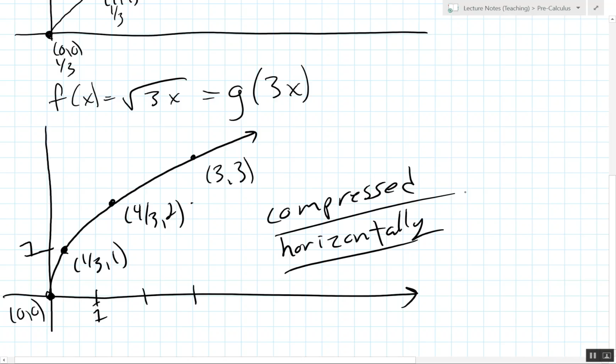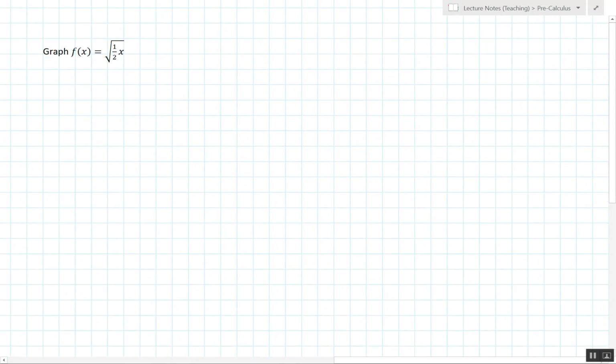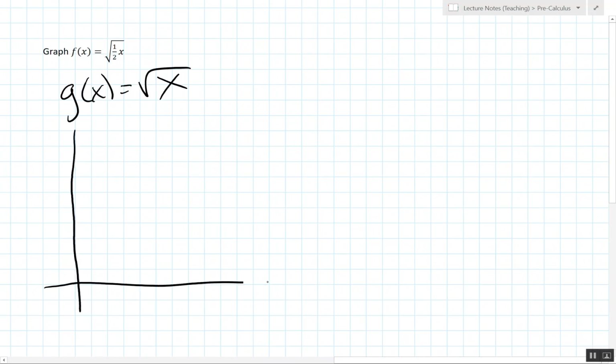Alright, very good. So let's look at our other example. We're going to graph the square root of 1/2 x. So again, we're going to start off with our graph g of x equals square root of x, but this time we're going to let a 2 by 2 grid be 1, so this will be 1, and this will be 1. And so notice that I'm letting the fractions, or what we're multiplying x by, determine where I'm putting my scale.